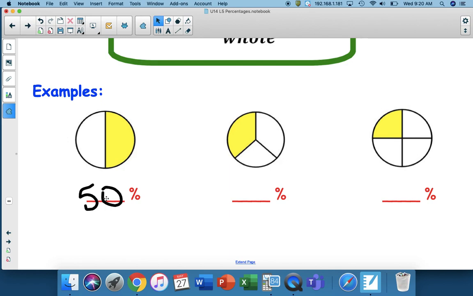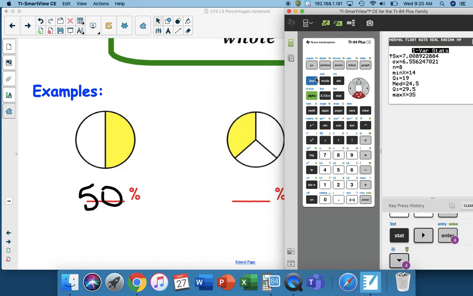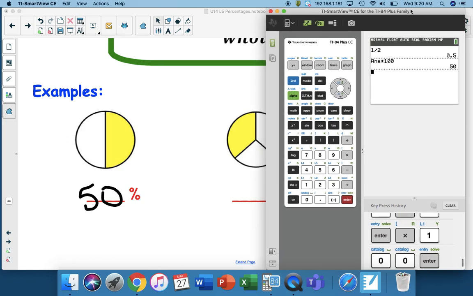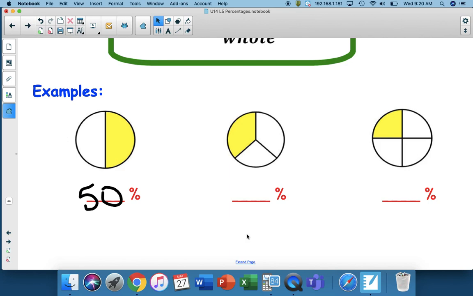The yellow's the part we're talking about, so that's 1 divided by 3. So let me actually show you that in the calculator really quick. So we have 1 divided by 2 times 100. That's how we get a percentage. Next one, it's 1 divided by 3 times 100. 33.3, just round to the nearest whole number, unless it tells you otherwise, so 33%.